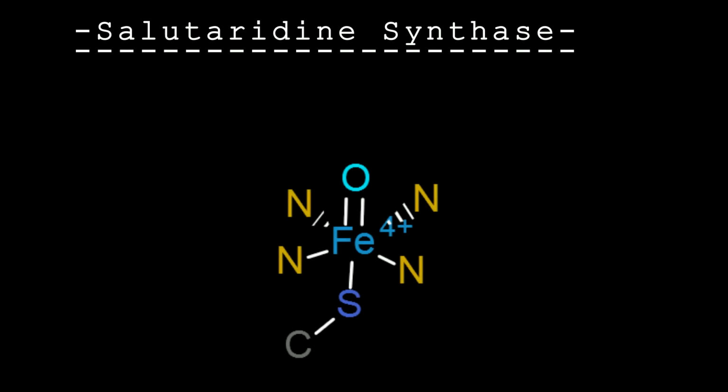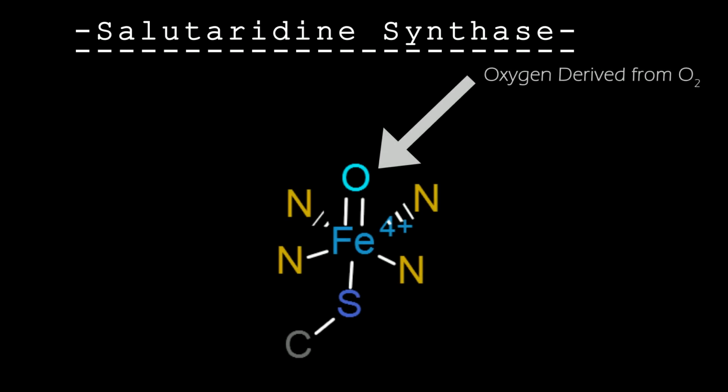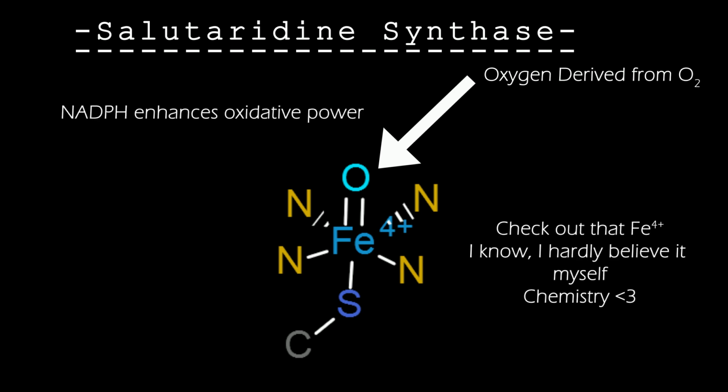Cytochrome P450s such as salutaridine synthase oxidize through molecular oxygen, but also require the transfer of electrons from NADPH in order to form the highly reactive iron 4+.